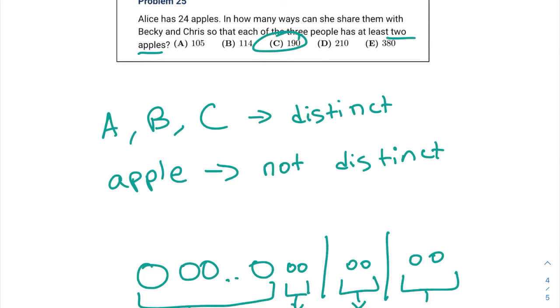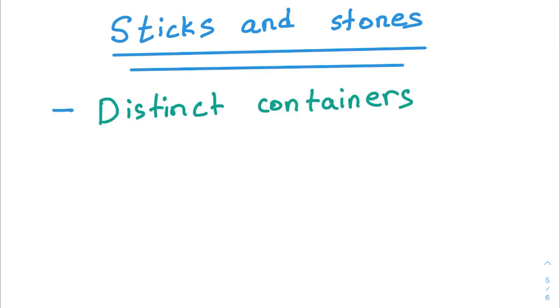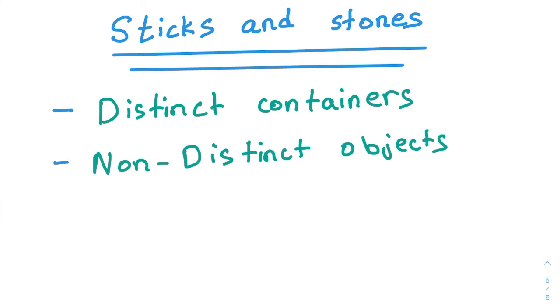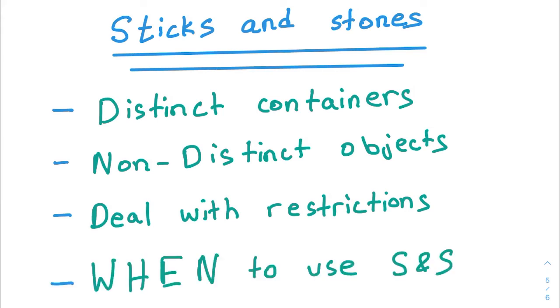And this just shows how powerful sticks and stones can be, and why you need to be on the lookout for it. Thanks for sticking around till the end of the video, pun intended. And today we learned about sticks and stones, which is a very common topic in counting probability problems in AMC 8, MATHCOUNTS, AMC 10, and many other competitions. And we learned that sticks and stones has distinct containers, it has non-distinct objects, we learned how to deal with restrictions in sticks and stones, and we also learned when to use sticks and stones, which is very important. You always got to know when to use a topic.